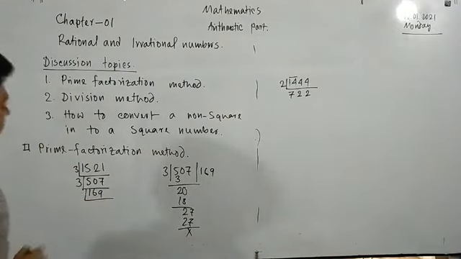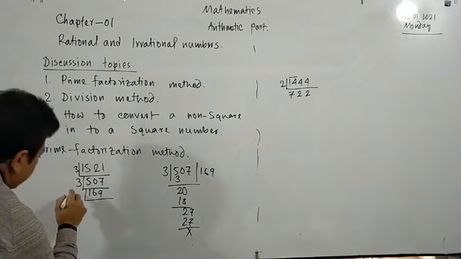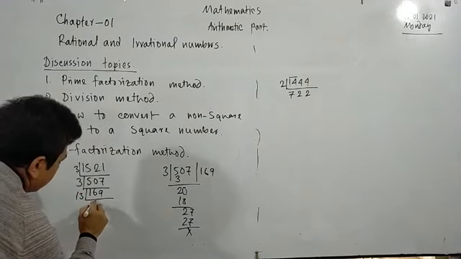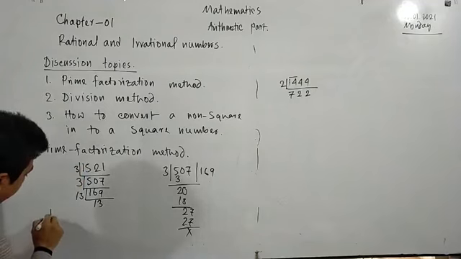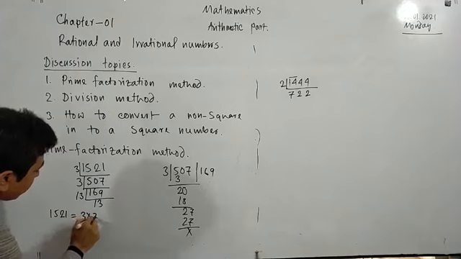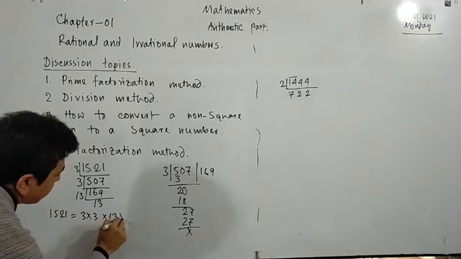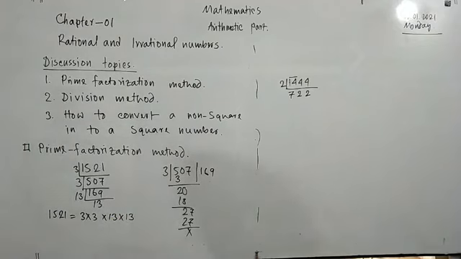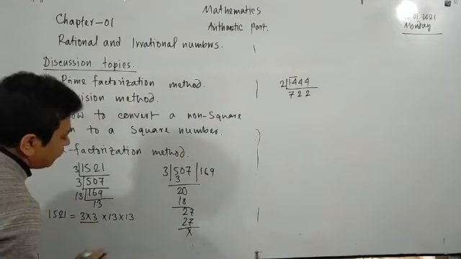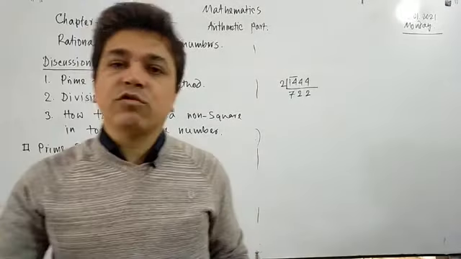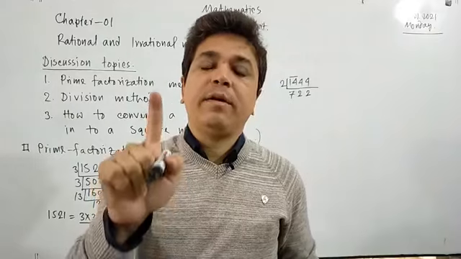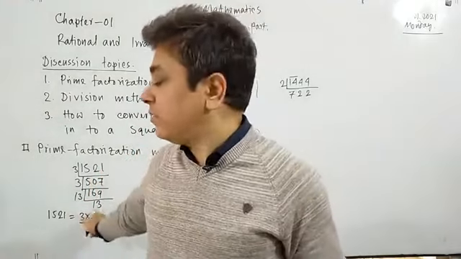And after that we can divide 169. We know that 13 into 13 is 169. So we can write this number 1521 equals 3 into 3 into 13 into 13 into 13. So look at that here, 3 into 3 is 1 pair, 13 into 13 is another pair. For finding the square root, we will take just only one number from a single pair.